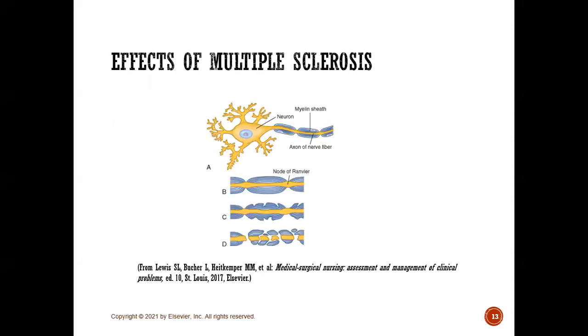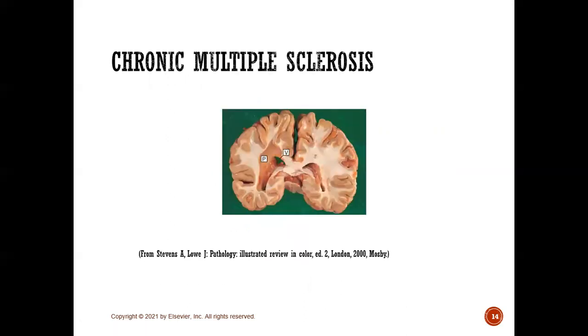What are the effects of multiple sclerosis? Well, you see here the myelin sheath around the axon is destroyed, it's broken down. Chronic multiple sclerosis. You see a picture of the brain here. You see some damage to the actual brain itself, right? Some loss of that matter.